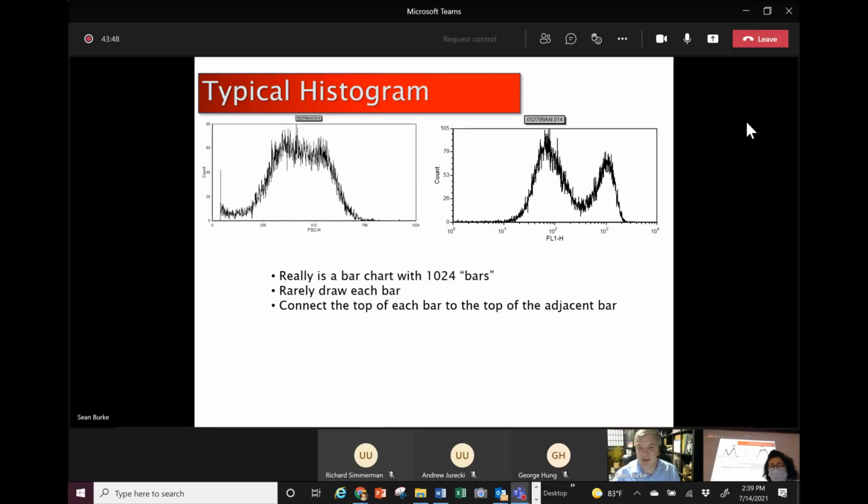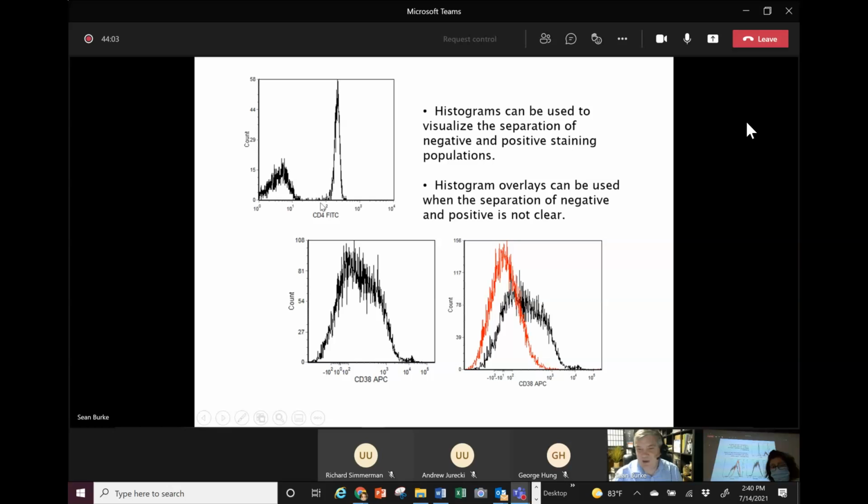So what we do is we connect the tops of the bars to the adjacent bar. And it arrives at these plots that look a little bit smoother like this, so we can see distributions between the data. And what this allows us to do is visualize the separation of negative populations and positive populations, things that don't have fluorescence or do have fluorescence. And we can assign them to different phenotypes that we define. Are they live? Are they dead? Are they high? Are they low? And that's how we can do some assessments.